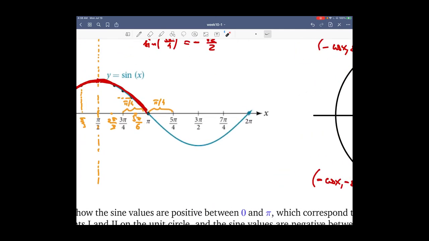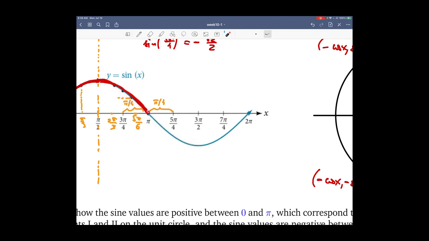In short, if you imagine the origin being here at this point, you can say that the piece of the graph between pi over 2 and pi, and the piece of the graph between pi and 3 pi over 2 are symmetric about the origin. This piece and this piece are symmetric about this point.